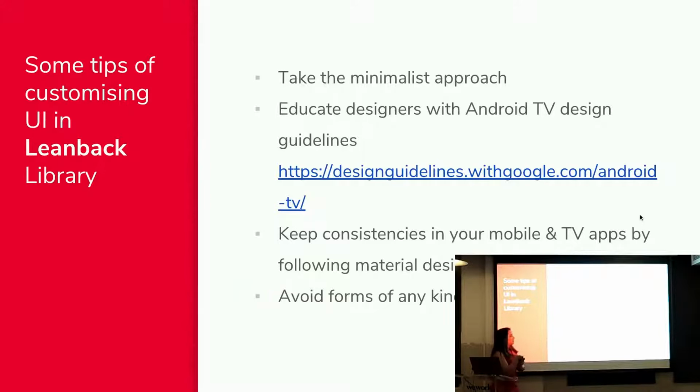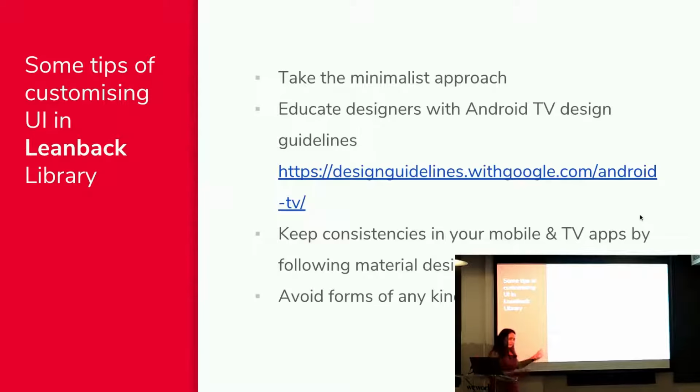Next one is keep consistency in your mobile and TV apps by following material design. You don't want your mobile and TV app to look very different. When a user is on mobile viewing content, he should be able to view similar content in a similar way in your TV app as well. For example, in our mobile app, we also have a sliding menu exactly the way we have in our TV app.